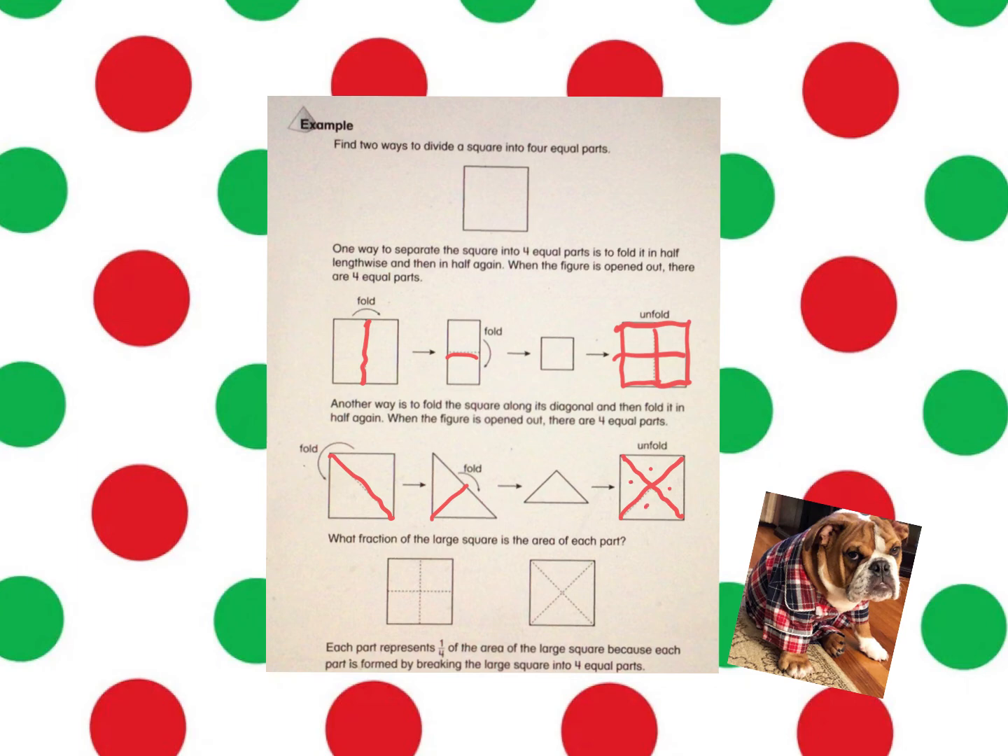So what fraction of the large square is the area of each part? So each part, remember that keyword is each, is going to be 1 as the numerator. Okay, and how many equal parts are there? 1, 2, 3, 4 equal parts. So even though these squares are cut or folded differently, they are the same area. We folded it into 4 parts, so each part is 1/4. So even though it has different folds, it's still the same area because it's the same size square.